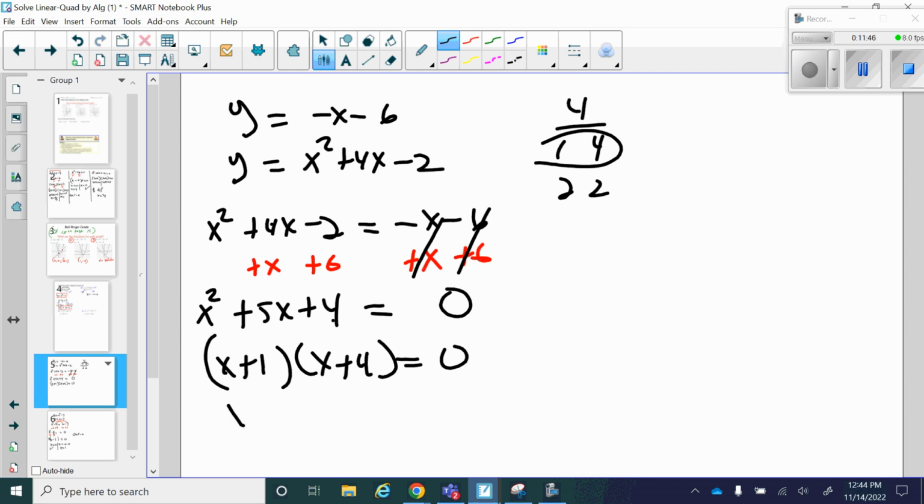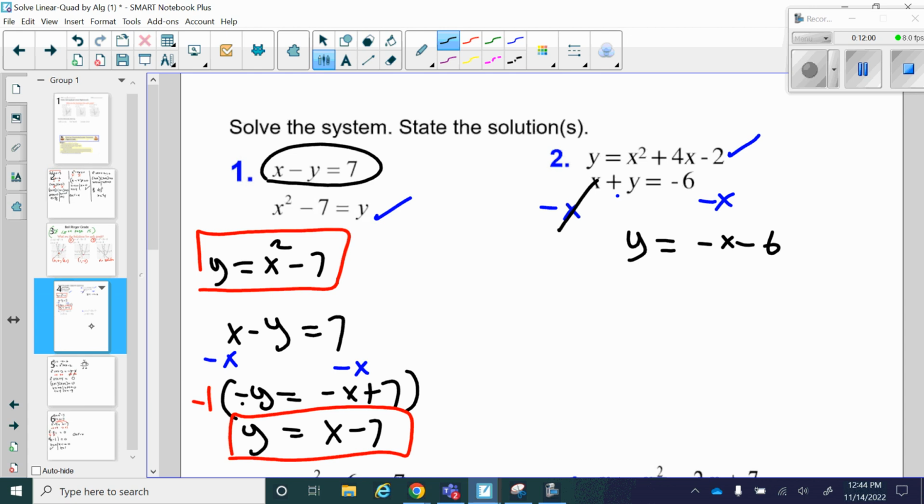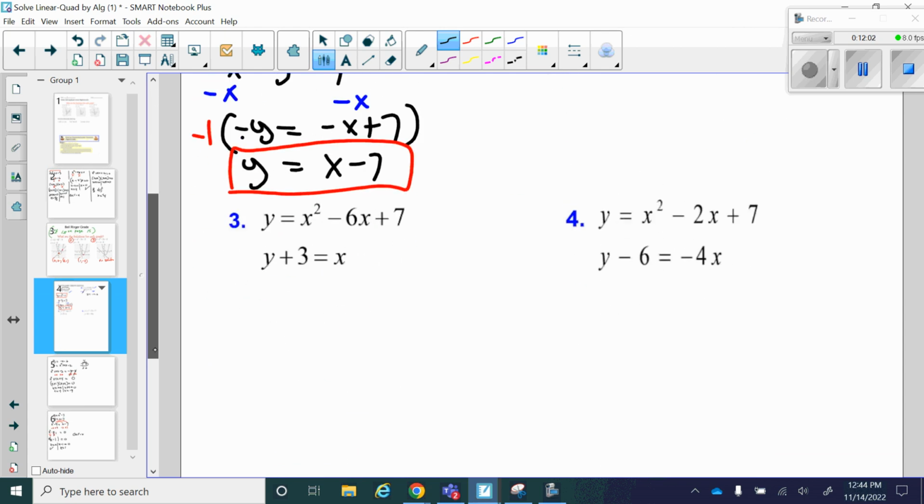And then when I have x plus 1 is equal to 0, x plus 4 is equal to 0, then x is equal to negative 1, and x is equal to negative 4. Good? Pretty straightforward there. And the last one is number 3.